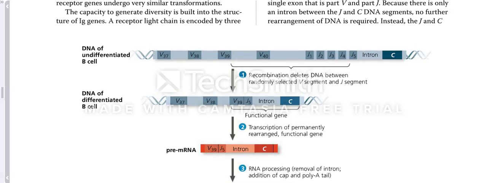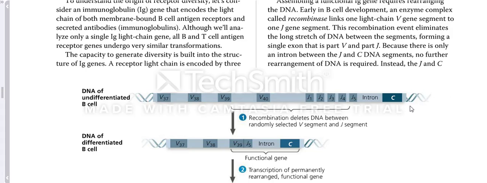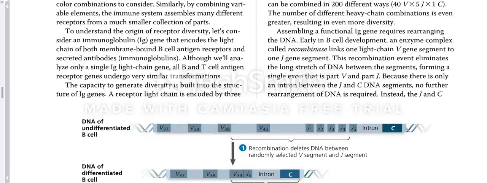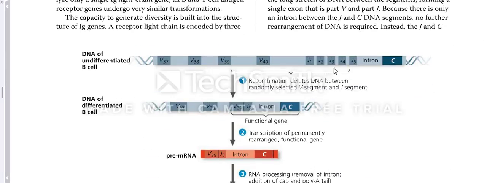So figure 43.13. We have a single undifferentiated light chain B cell gene, so an immunoglobulin gene, and we have various variable segments. These are arbitrary: variable 37, variable 38, 39, 40. And we have J sections, which up here you can see they're called joining segments. And so we have 5 of those, an intron, and a constant section.